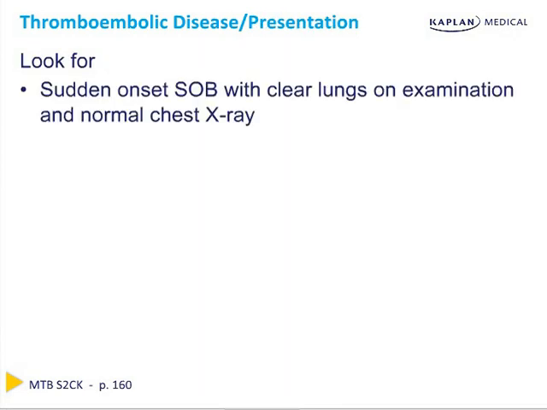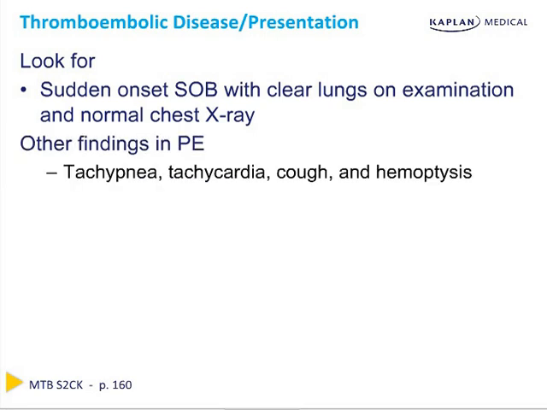The clinical presentation usually includes sudden onset shortness of breath, and you're going to note clear lungs both on exam and on the normal chest x-ray. In a pulmonary embolus, other findings might include tachypnea, tachycardia, cough, and less commonly, hemoptysis. If the patient had a DVT in their leg leading to the pulmonary embolus, leg pain will also be a presenting symptom.